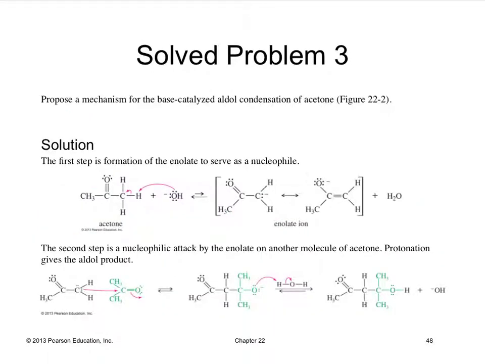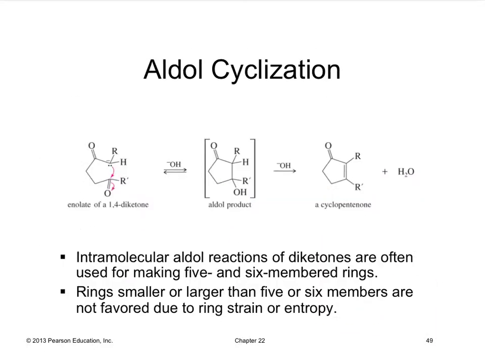So here's problem 3. Propose a mechanism for the base catalyzed aldol condensation of acetone. Here's acetone. You're going to deprotonate the alpha hydrogen. Electrons will go there. Then you have your enolate ion, in which you can have resonance structures as shown over here. That enolate ion will then attack your electrophilic carbon center. Electrons will go out to the oxygen, and then this will protonate, generating the aldol.